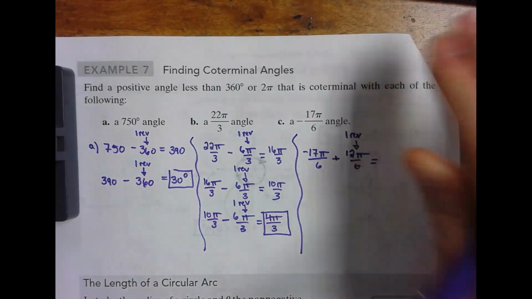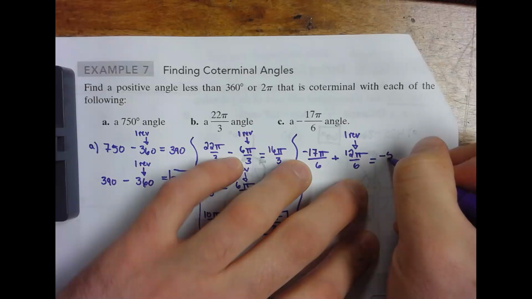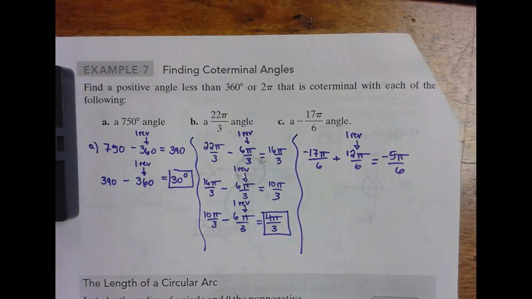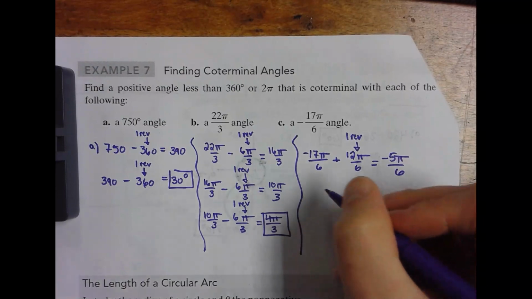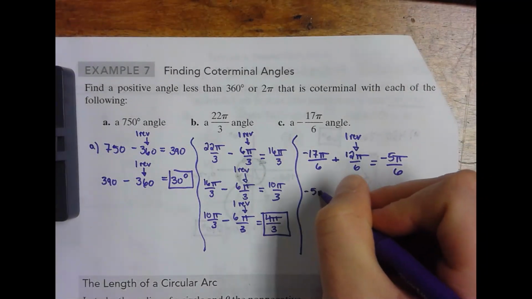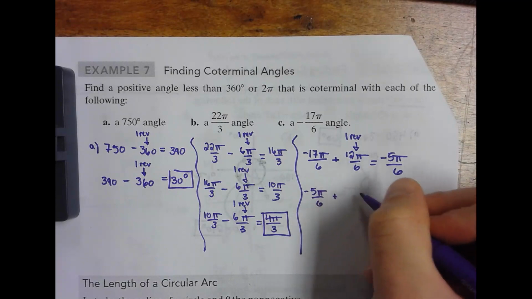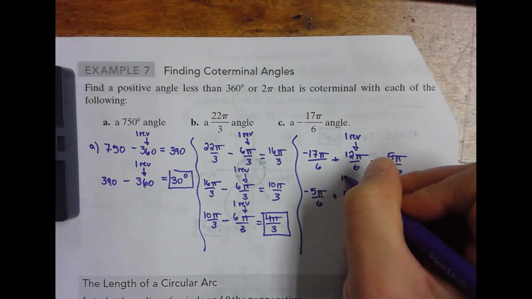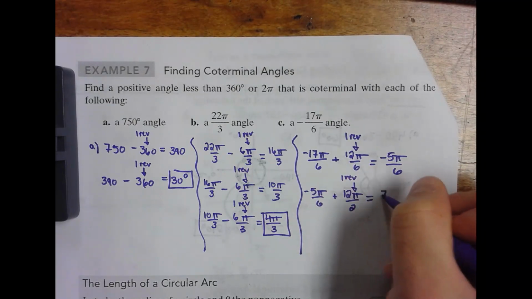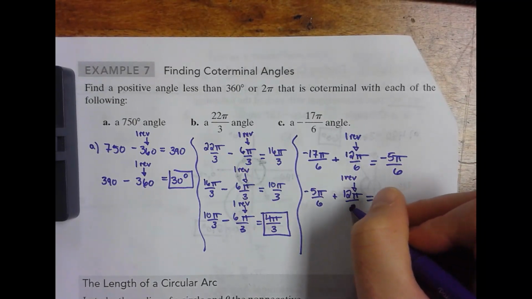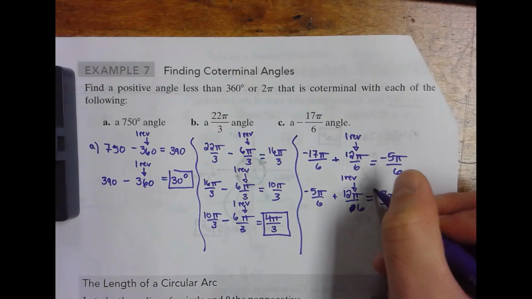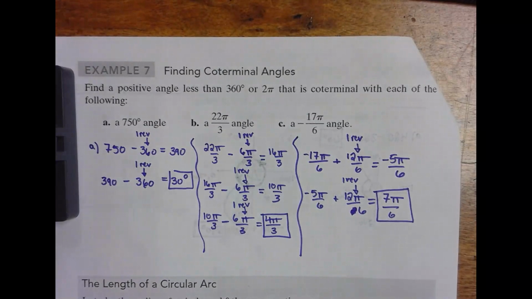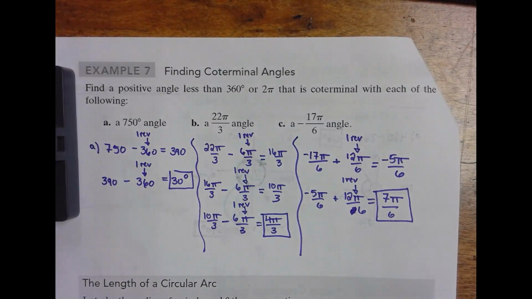And so when I add it the first time, I get negative 5 pi over 6, which is still negative, telling me that I need to add another revolution again. So negative 5 pi over 6 plus another 2 pi, which is 12 pi over 6. Again, that's 1 full revolution, and we get 7 pi over 6. So 7 pi over 6 is coterminal with negative 17 pi over 6.